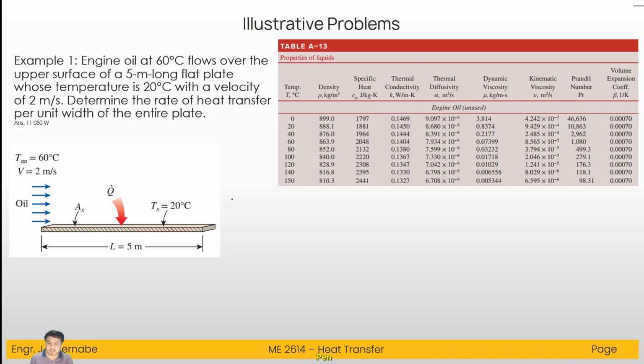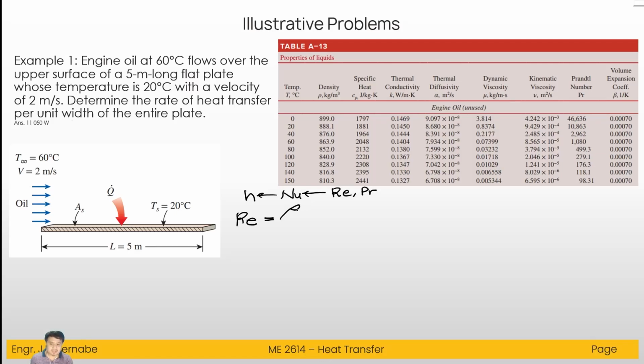To find h, you need the Nusselt number first. To find the Nusselt number, you need the Reynolds number, the Prandtl number, and to know the flow regime. So actually, the direction should be this way. We need to first find the flow regime, and to find the flow regime, we need to find the Reynolds number. It depends on what formula you use.